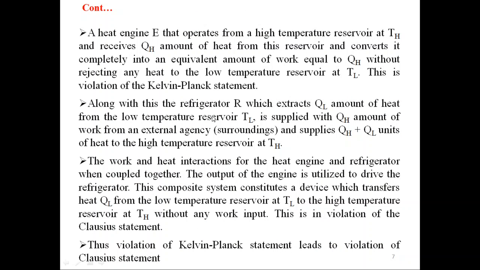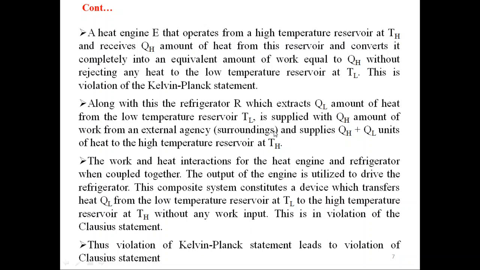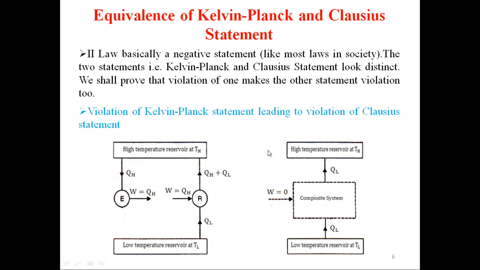Along with this, the refrigerator which extracts QL amount of heat from low temperature reservoir. So this is the refrigerator. It is extracting QL amount of heat from low temperature reservoir at temperature TL. It is supplied with QH amount of work from external agency and supplies QH plus QL units of heat to the high temperature reservoir at TH. So we are supplying W amount of work having a value of QH to the refrigerator. So it will supply QH plus QL amount of heat to the high temperature reservoir at temperature TH.